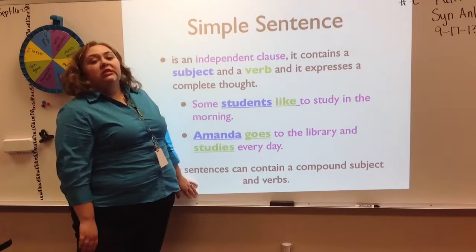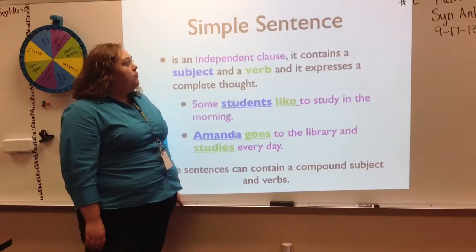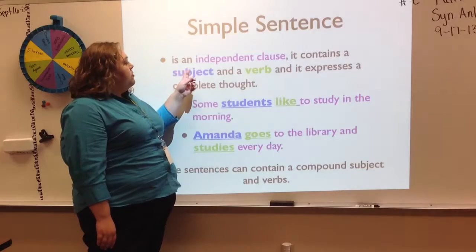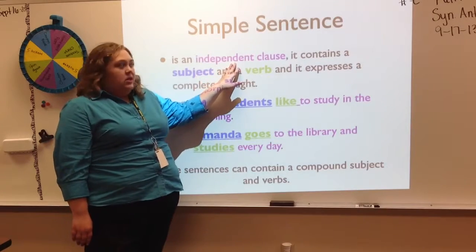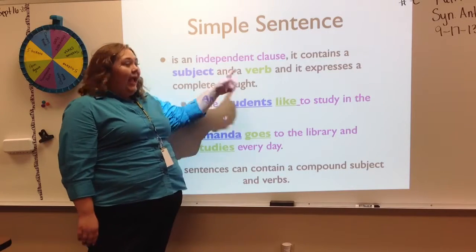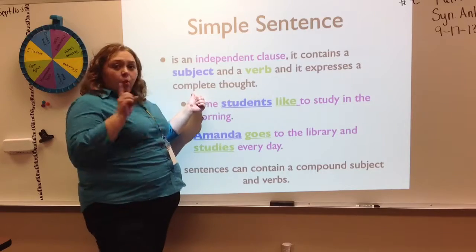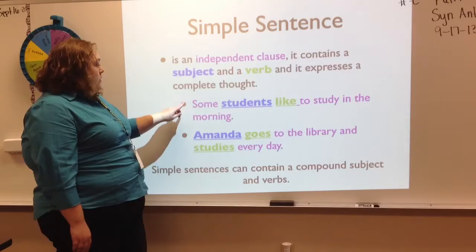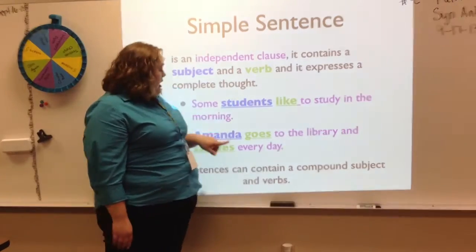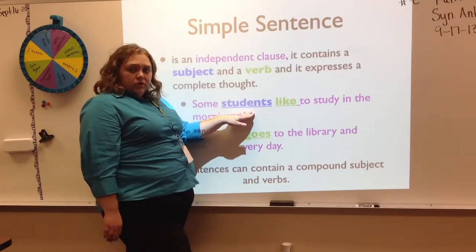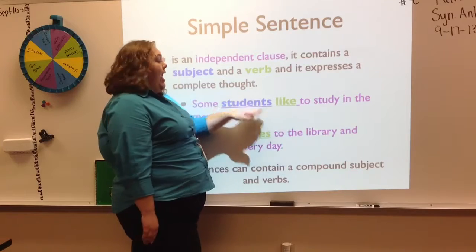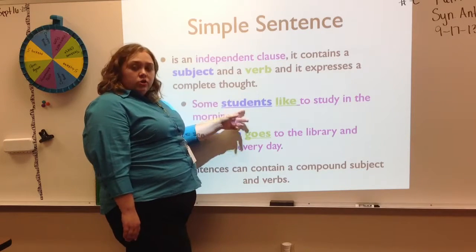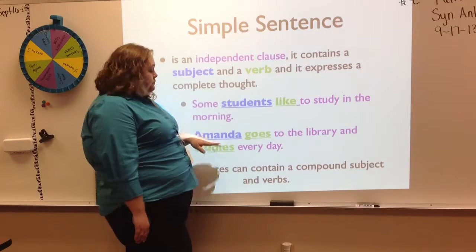The first kind of sentence that we're going to talk about this week are simple sentences. These simple sentences are just independent clauses. It contains a subject and a verb, and it expresses one complete thought. For example, I have 2 examples down here. Some students like to study in the morning. Students is your noun, like is your verb, and it's one idea.